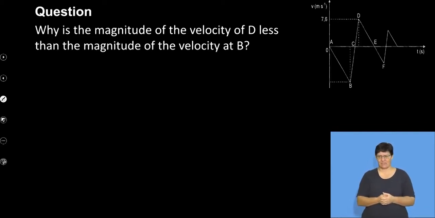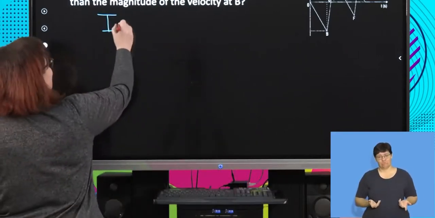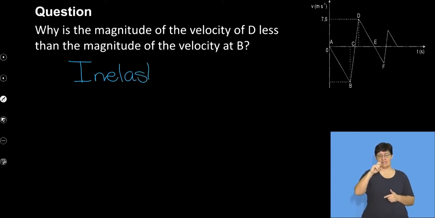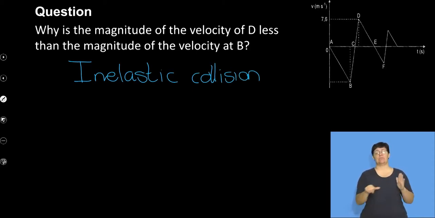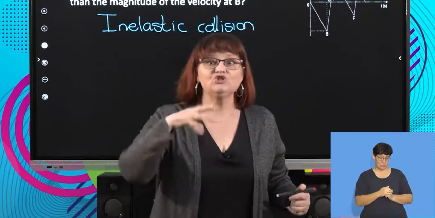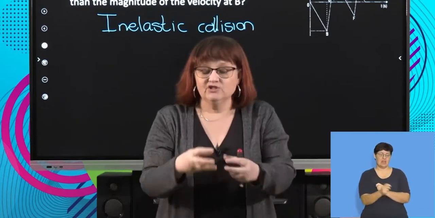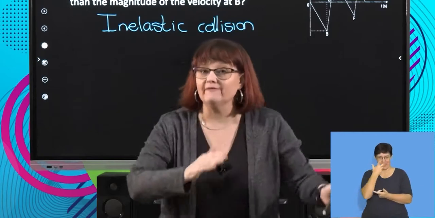Why is the magnitude of the velocity at D less than the magnitude of the velocity at A? Because kinetic energy isn't conserved. Okay? It's an inelastic collision. Very, very important. Kinetic energy isn't conserved. When you bounce a ball, you hear a sound. Kinetic energy is changing into sound. It's changing into heat because there's rubbing on the floor. Okay?